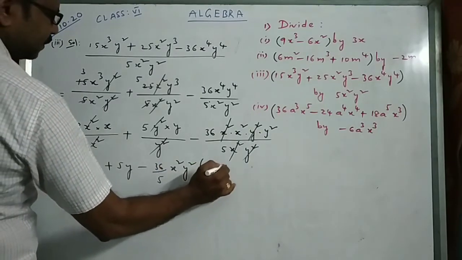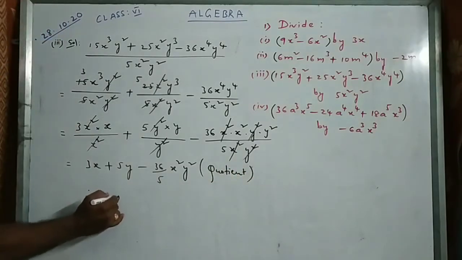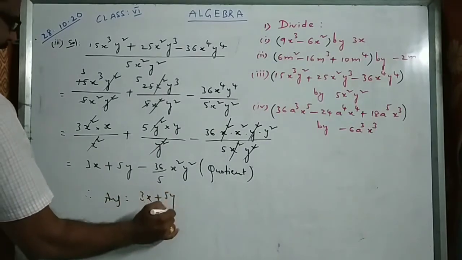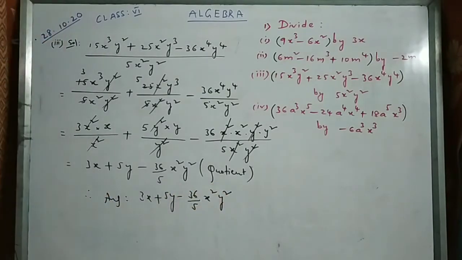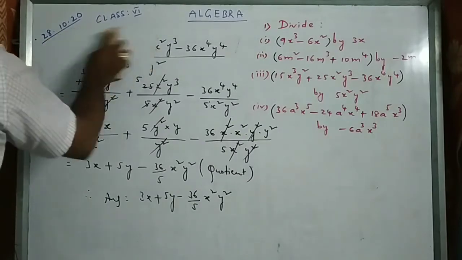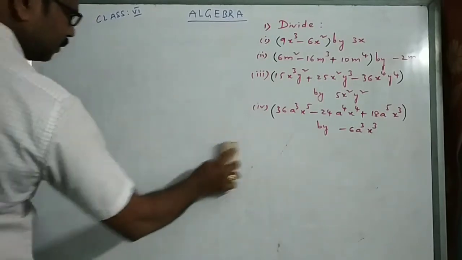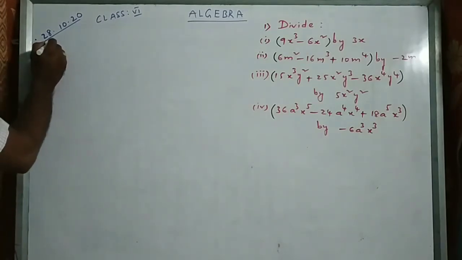This is quotient. Okay. Therefore the answer is (3x + 5y - 36)/(5x²y²). That is the answer. Okay. We will see the fourth one now. Fourth one, trinomial by monomial again.